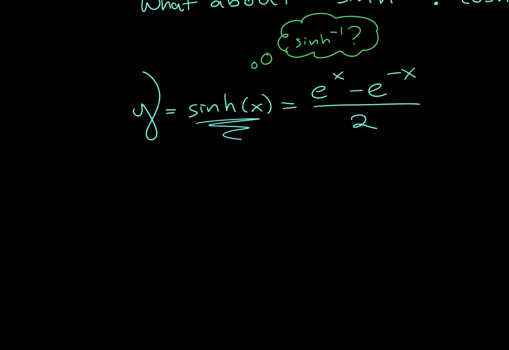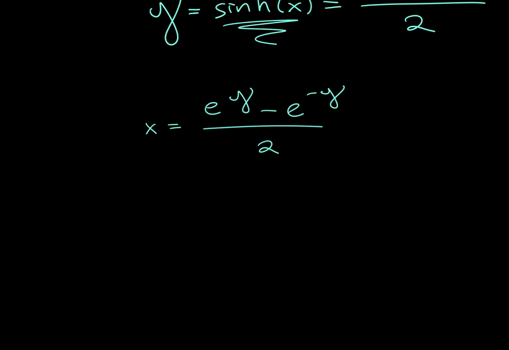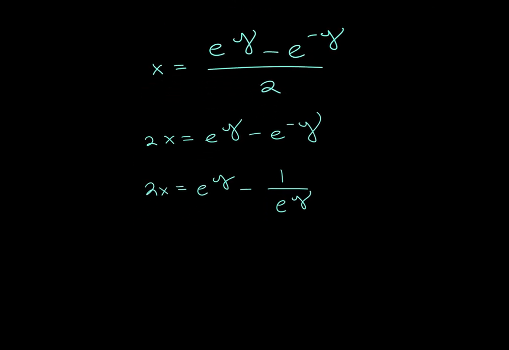So how do we do that? It's the same process that we've done before. x equals e to the y minus e to the negative y, all divided by 2. I want to get y by itself. This looks gnarly, so let's see if we can do something. Maybe multiply both sides by 2. 2x is equal to e to the y minus e to the negative y. But I want to remember that another way to write this is e to the y minus 1 over e to the y. That's simply exponent rules.